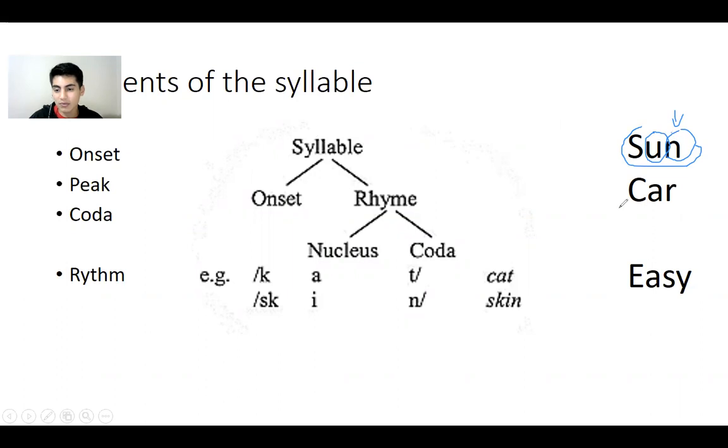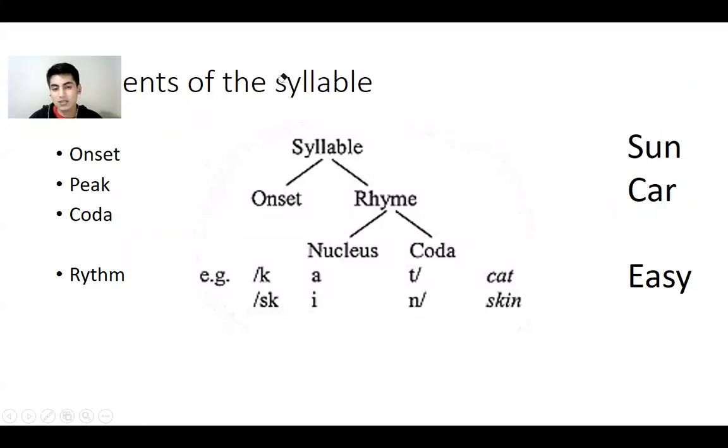We have another example here in car. In this example, we have that the onset is the C. We have the peak. And obviously, because you have a coda, it's also another closed sound, like car, right? Okay, now we can understand it. These are the parts of the syllable, and we can identify them, right?